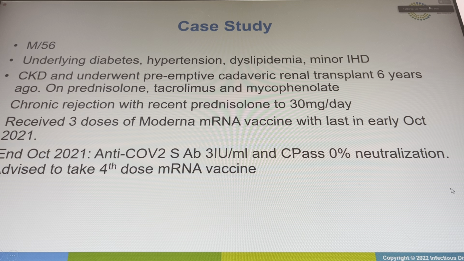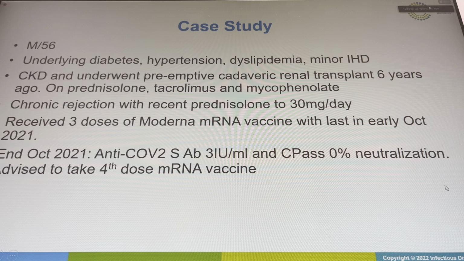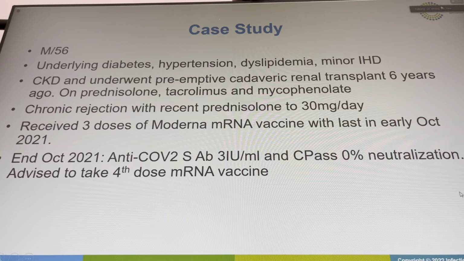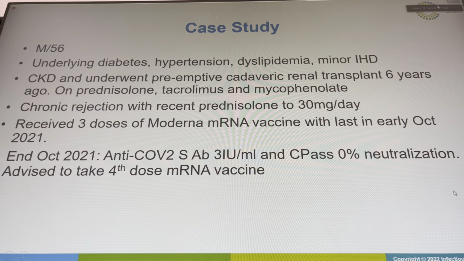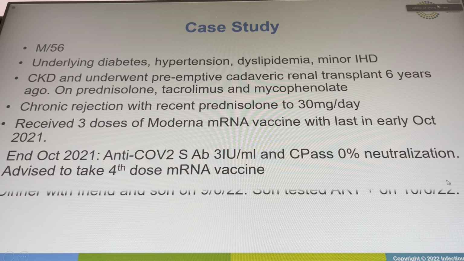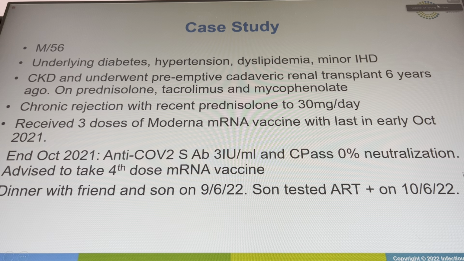And after his 3rd dose of Moderna, his antibody levels were actually quite dismal, at only 3 international units, and his CPAS showed obviously no neutralization. He was advised to take the 4th dose, and he was vacillating whether he should take it, because he never got an antibody response at all. So anyway, unfortunately, next slide, he went out for dinner with a friend and his friend's son, and the son the next day informed him that he had tested ART positive.